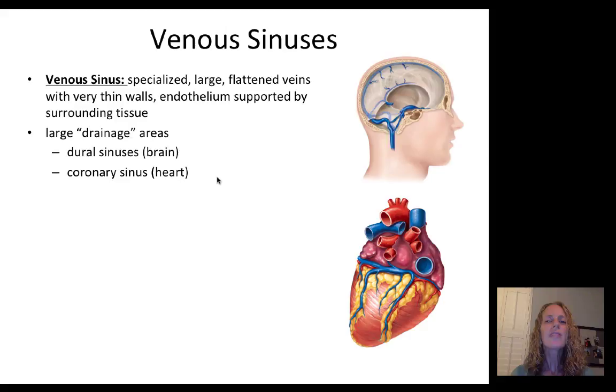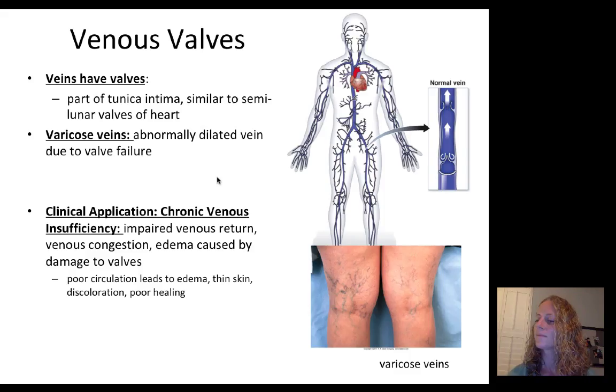There are some large flattened drainage veins called venous sinuses. These are large drainage areas. We'll learn about the dural sinuses in the brain, and we've already touched on the coronary sinus in the heart. Again, veins have valves. These are part of the tunica intima and similar to the semilunar valves of the heart.